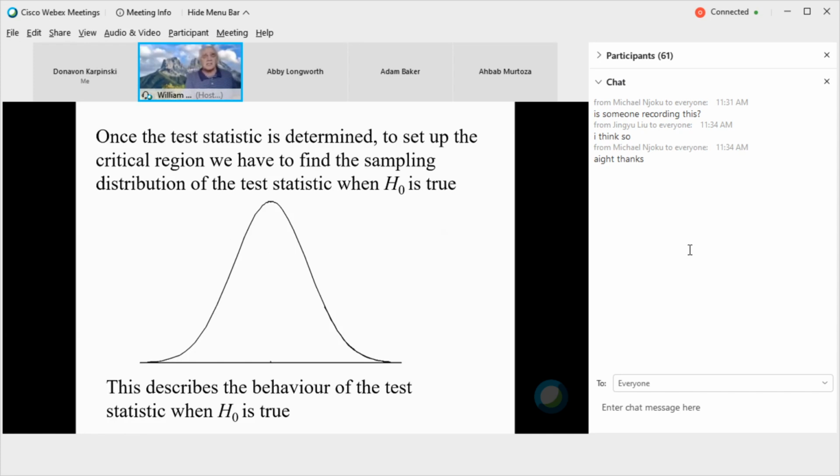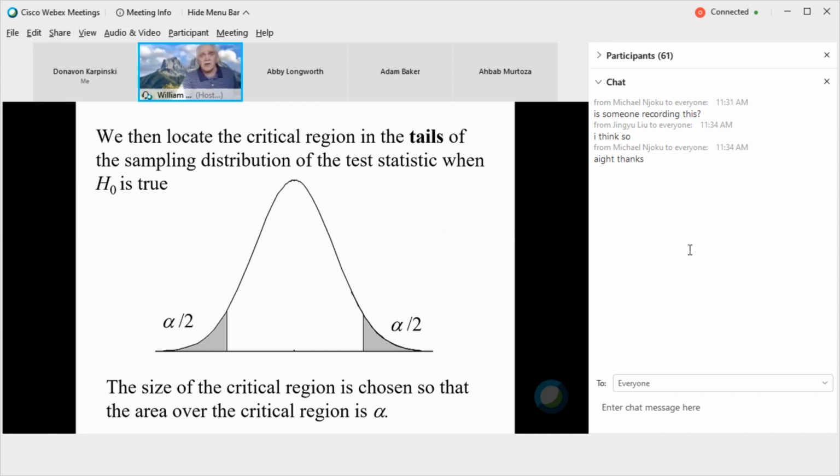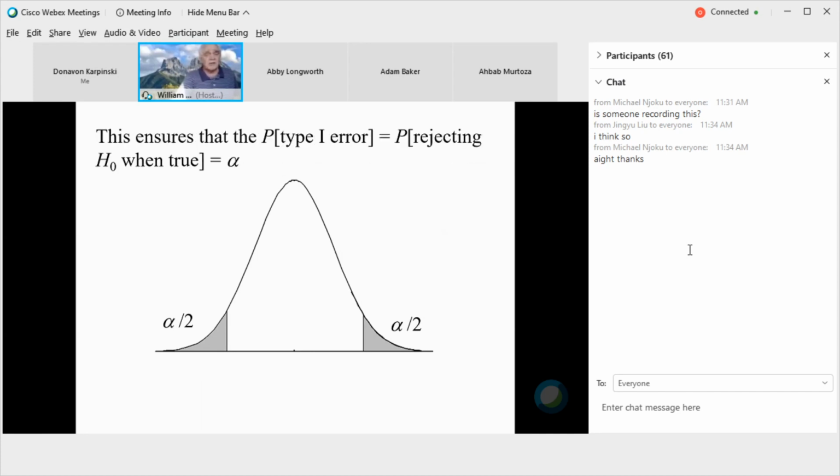Once the test statistic is determined, to set up the critical region, you have to find the sampling distribution of the test statistic when H naught is true. This describes how the test statistic will behave when H naught is true. Then you locate the critical region in the tails. The size of the critical region is chosen so that the area over it is equal to alpha. This ensures the probability of a type 1 error, rejecting H naught when it's true, is equal to alpha.